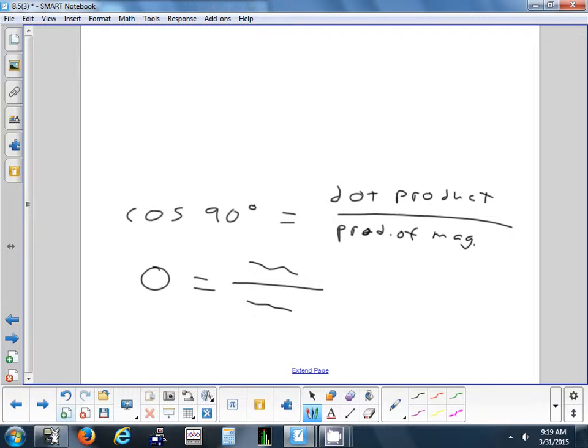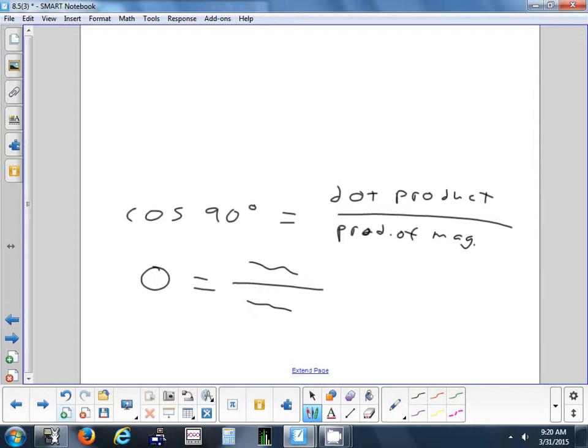0 would equal that fraction, whatever the dot product is and whatever the product of the magnitudes is. What's the only way that that fraction could come out to 0? It's going to come out to 0 if they're perpendicular, and that can only happen if the numerator is 0. And what's in the numerator? The dot product.